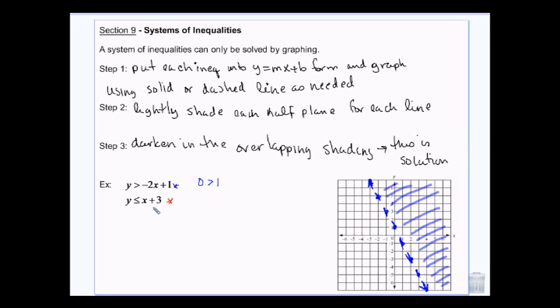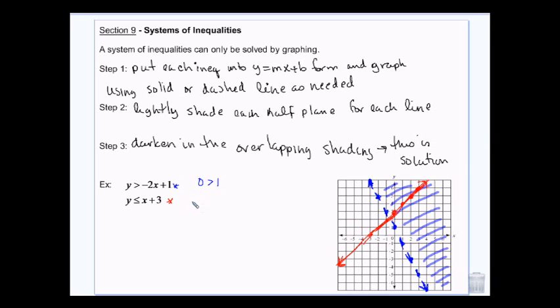Then I'm going to graph the second line. I'm going to start at 3. My slope is 1, so I'm going up 1 over 1 each time. And this is less than or equal to, so I can use a solid line, which is going to come like this, except normally I would draw it straight.